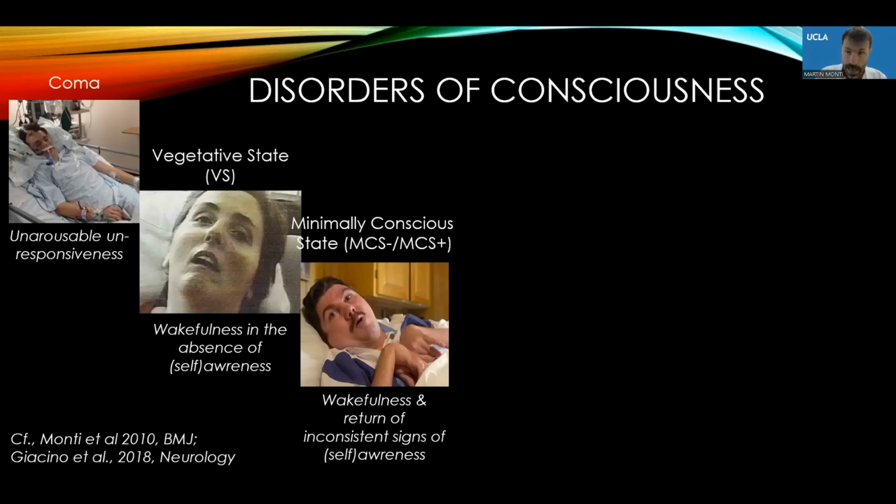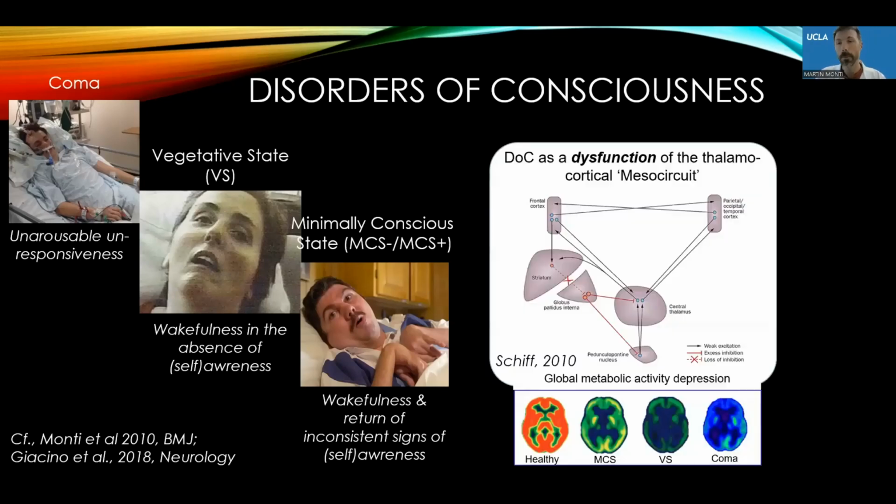However, over the last 15 years, there has been an emerging understanding of these conditions as a dysfunction within a thalamostriato-pallido-thalamocortical mesocircuit. And so the idea is that the greater the dysfunction in this cortico-subcortical mesocircuit, the greater the impairment in these conditions, and also the greater the whole brain dysfunction, which you can see portrayed at the bottom of the slide.